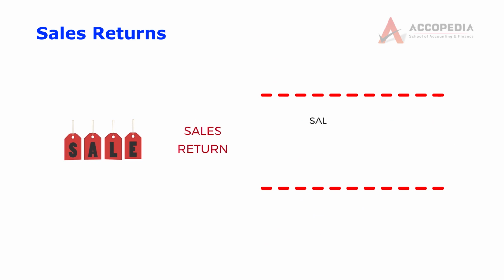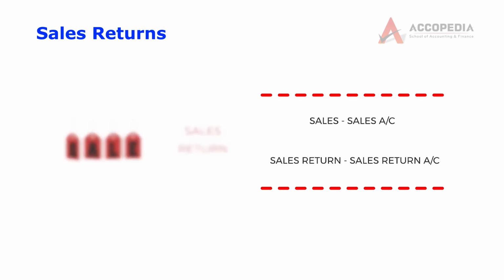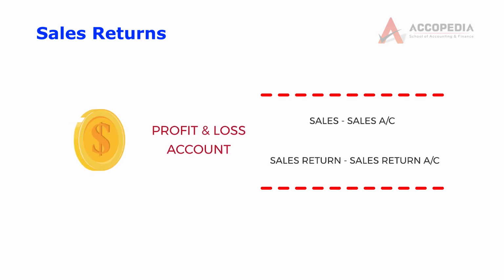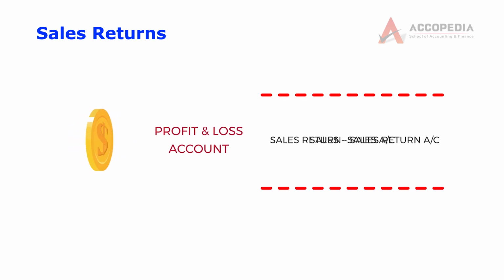Now both mean the same thing, but because of the legal compliance of GST and income tax, they require us to report sales separately and sales returns separately. Therefore, we maintain these two transactions in separate ledgers. So sales is recorded in a sales account, sales return is recorded in sales returns account, and at the end of the year, while preparing the profit and loss account, both are combined together to arrive at the net sales.